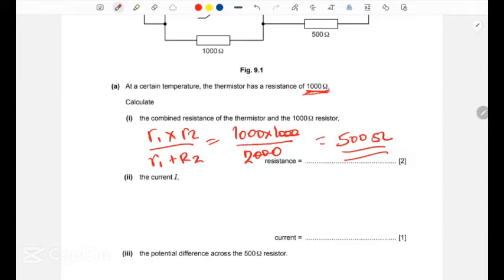Part 2, the current I. To find the current, we can use the formula V equals IR, and then divide both sides by R.